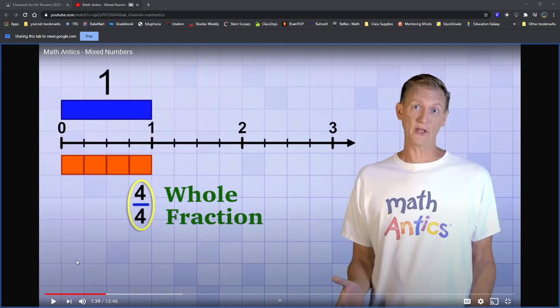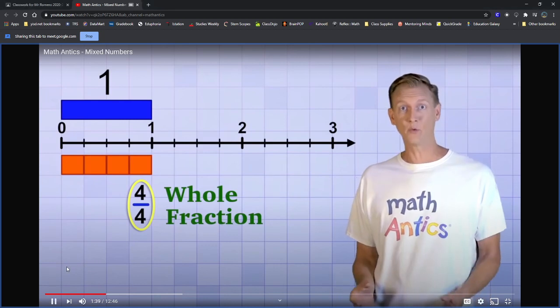What he's going to show us right now and what we're going to be talking about this week is going to be what we call an improper fraction. Improper fractions don't look like regular fractions. And an improper fraction, I'll show you right here in the video.